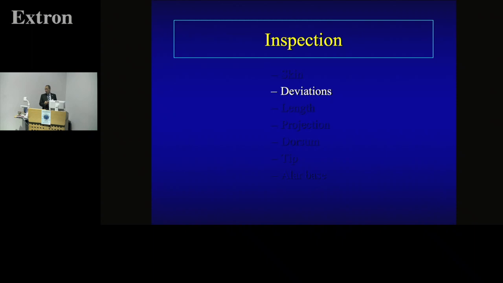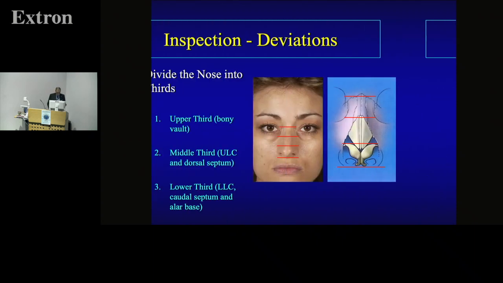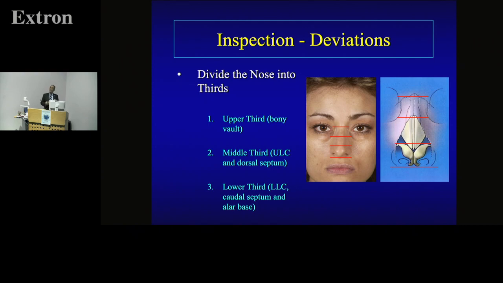Deviations, we see these a lot, all the time, obviously traumatic noses and so on in the NHS, and they are one of the hardest noses to correct. A nice way of analyzing and dividing them is to think about thirds like this. Upper third is the nasal bones, middle third is the upper lateral cartilages and the septum, and lower third is the rest of the septum and the lower lateral cartilages. Why? Because you can plan your surgery on that basis.